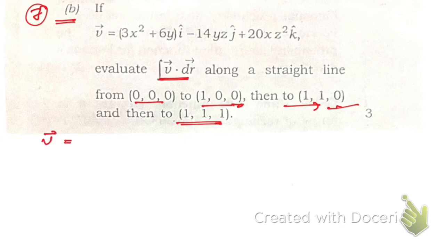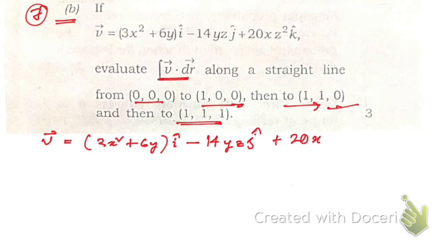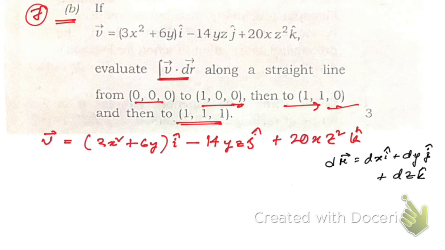First let me write V here. V is (3x² + 6y) i cap minus 14yz j cap plus 20xz² k cap. Now, what do we mean by dr? dr is nothing but dx i cap plus dy j cap plus dz k cap. So this is your dr.